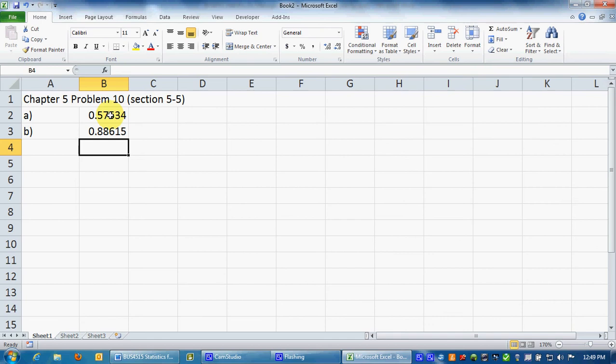Now, we're not done yet. It says to find the probability that on a given day there is more than one baby born with a low birth weight. What this is telling us is the probability that more than one baby is not born with low birth weight. We actually need to subtract this from 1 to get our correct answer, which is 0.11385, the probability of a low birth weight baby. And this is the probability, 0.88, of a non-low birth weight baby.